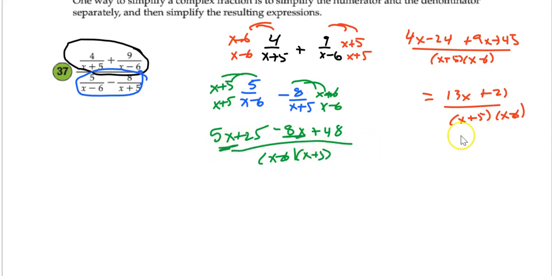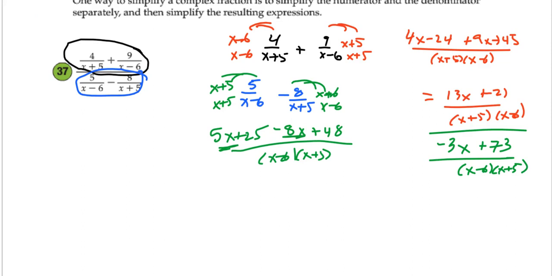Add like terms, you're going to get negative 3x, 25 plus 48. So 50 plus 25 is 75 minus 30, so 73. Plus 73 all over x minus 6, x plus 5. Right, so we get that.